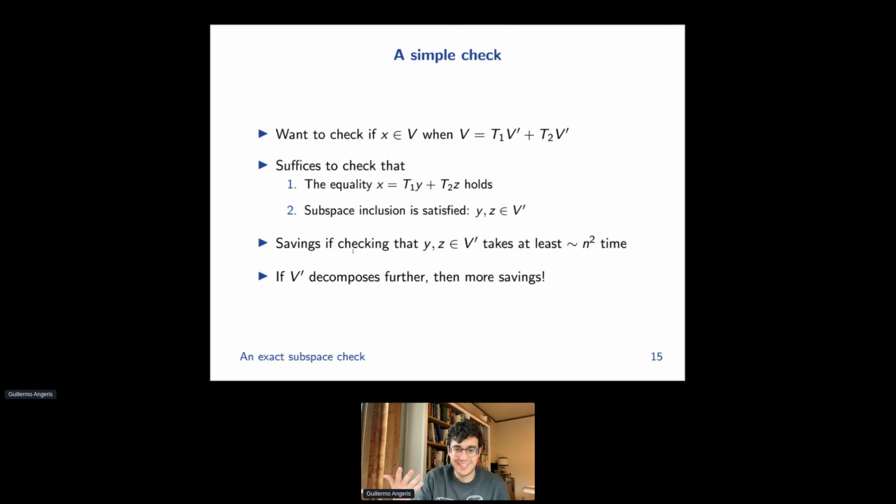And of course, we also have this nice property that if V prime itself decomposes further, so if V prime also recursively decomposes into T1 prime V prime prime plus T2 prime V prime prime, right? In other words, it decomposes in the same way that V does. Then we can apply the same procedure again to the individual entries. And you can imagine that if this is true all the time, then you can continue following this tree all the way down.